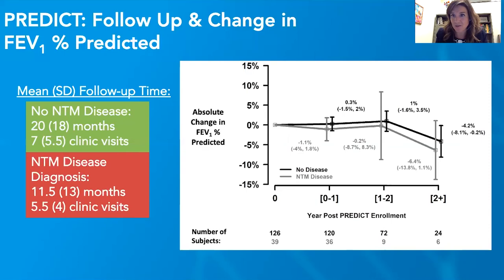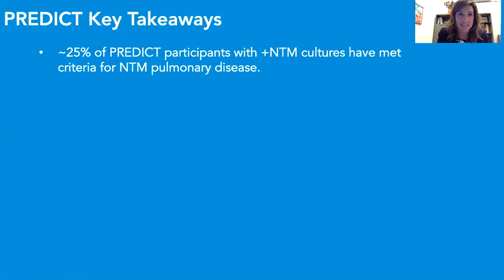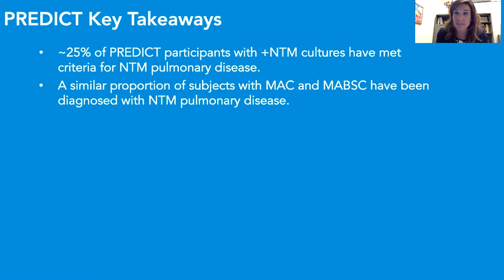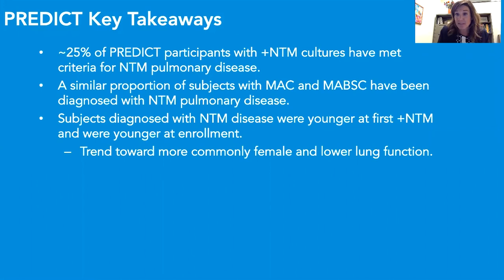So the PREDICT key takeaways at this point are that about 25% of our participants have met criteria for pulmonary disease. A similar proportion of subjects with MAC and abscessus have been diagnosed with NTM pulmonary disease. Subjects diagnosed with disease were younger at time of first positive culture and also younger at enrollment.